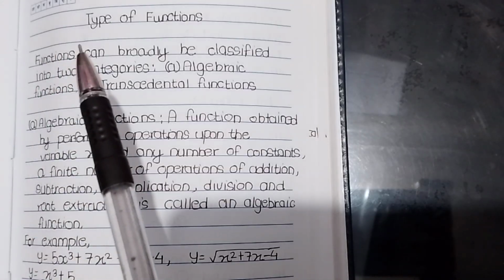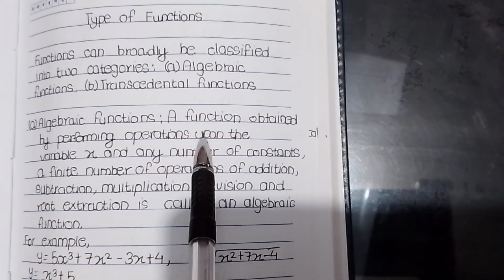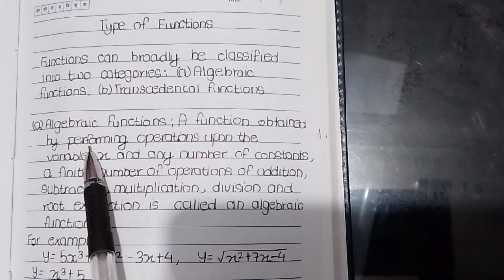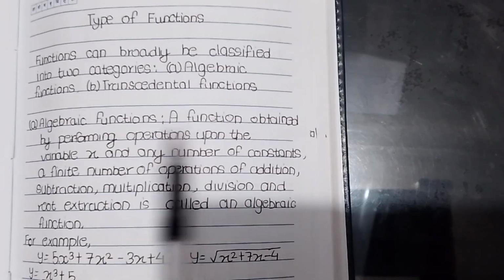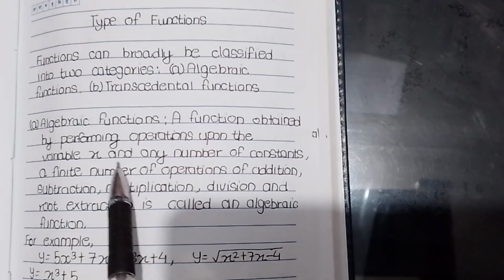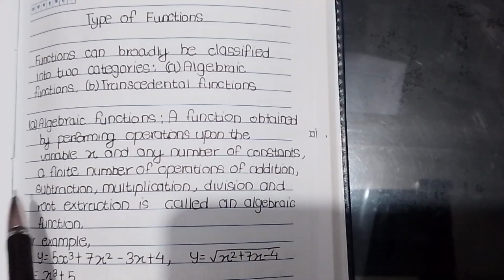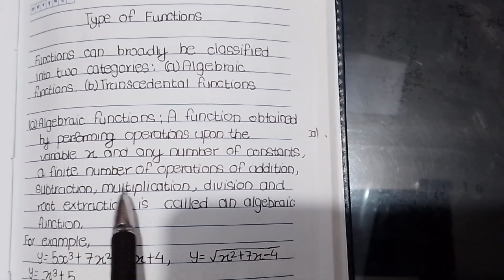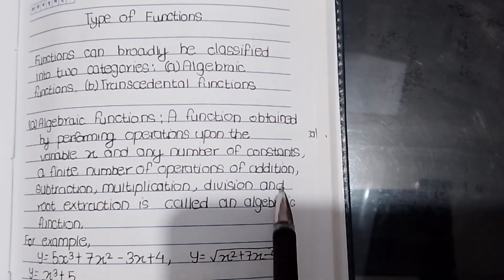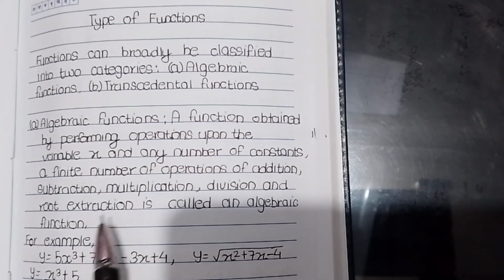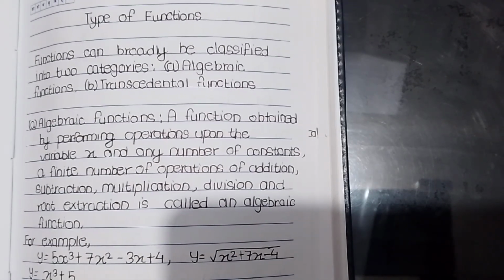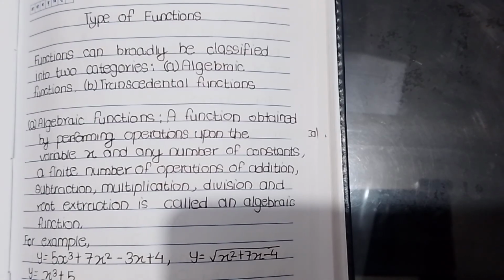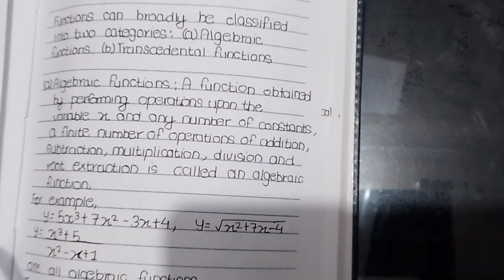So what is algebraic function? A function obtained by performing operations upon the variable x and any number of constants and a finite number of operations of addition, subtraction, multiplication, division, and root extraction is called an algebraic function. Now I will show you some examples of algebraic function that will make you more clear.